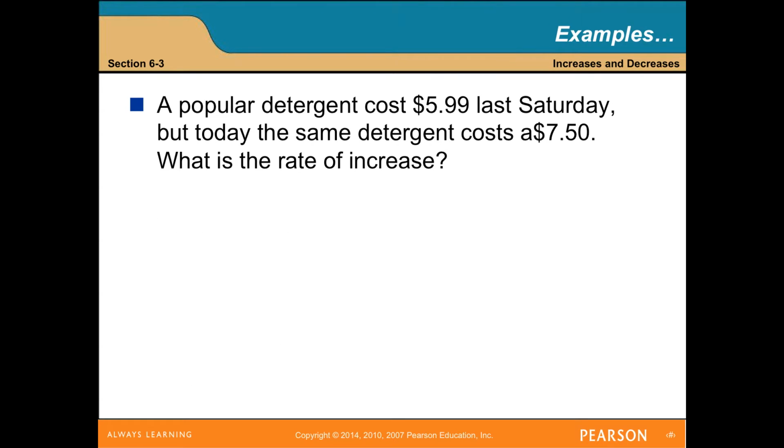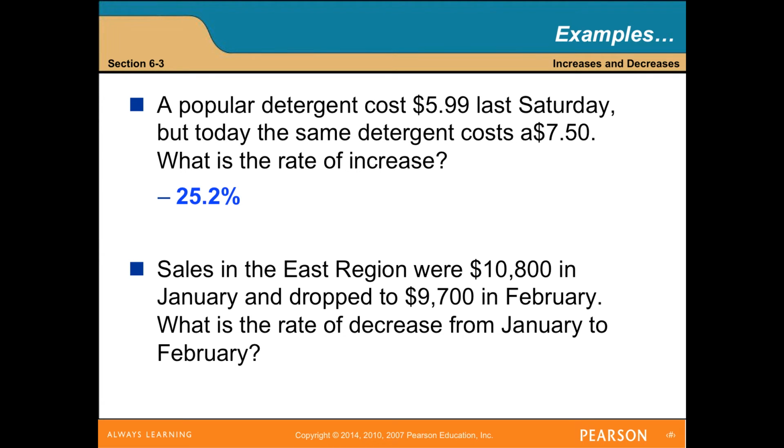Some examples: a popular detergent cost $5.99 last Saturday, but today the same detergent costs $7.50. What is the percent of the increase? 25.2%. Sales in the East region were 10,800 in January and dropped to 9,700 in February. What is the rate of decrease from January to February? 10.2%.